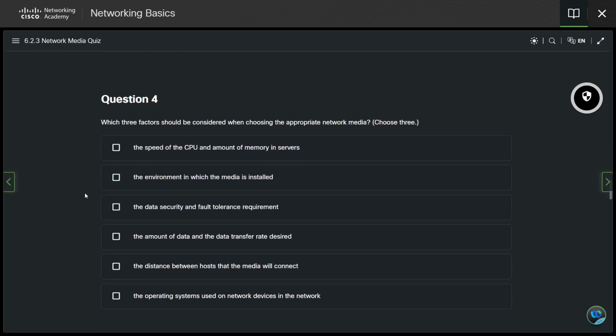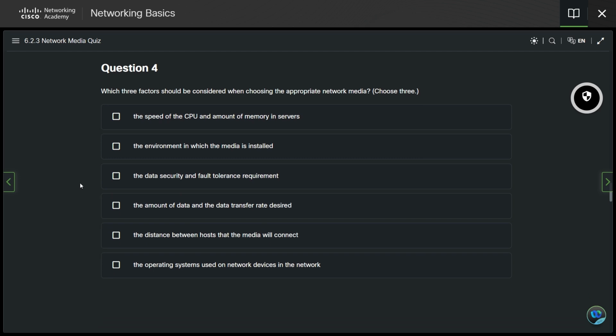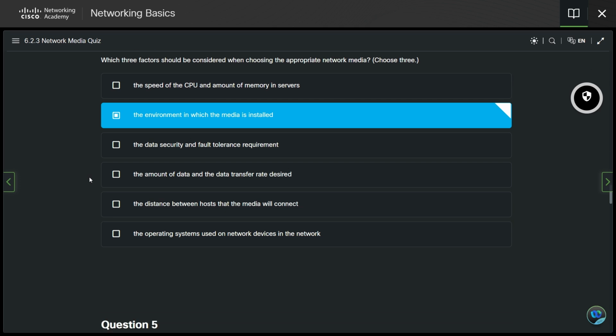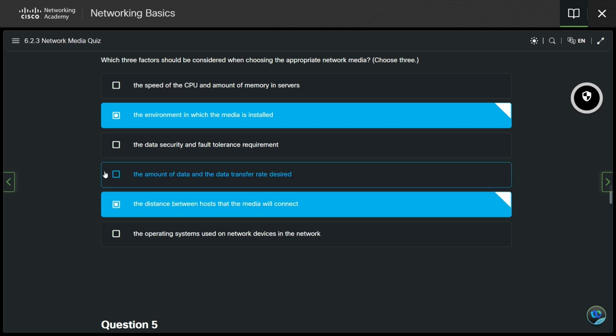The next one is, which three factors should be considered when choosing the appropriate network media? Choose 3. The speed of the CPU? No. The environment in which the media is installed? Yes. The data security and fault tolerance requirement? No. The amount of data and the data transfer rate desired? Yes. The distance between hosts that the media will connect? Yes. The operating system? No.